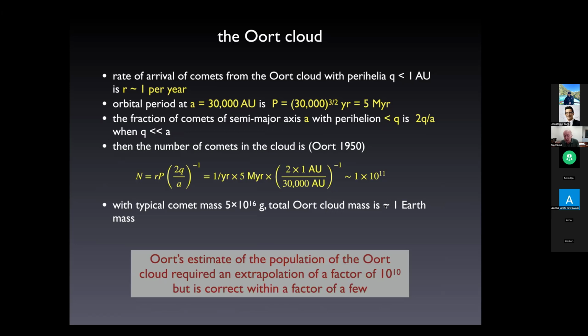This estimate was made by Oort. It's worth stressing that this is an extrapolation from the number of comets that Oort actually saw, by a factor of 10 to the 10th. But even after the lapse of many decades, Oort's estimate is still believed correct within a factor of a few. So this is perhaps one of the most spectacularly successful large extrapolations ever made in the history of astronomy.